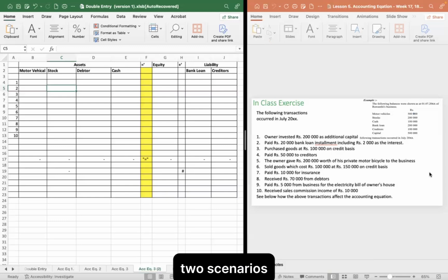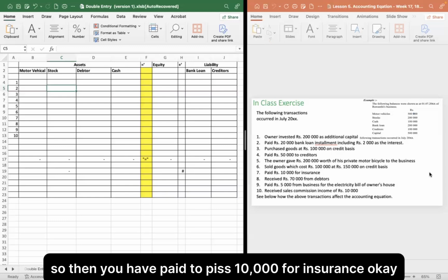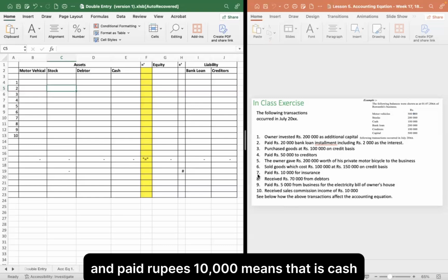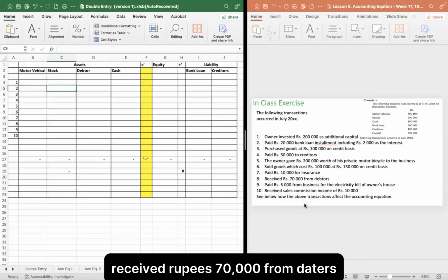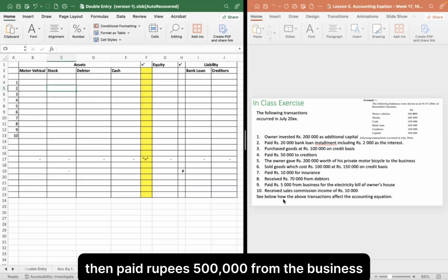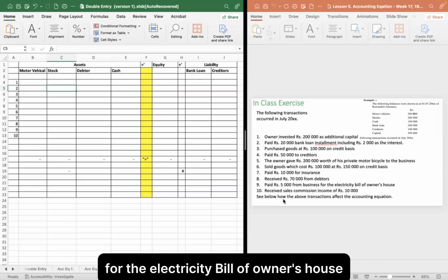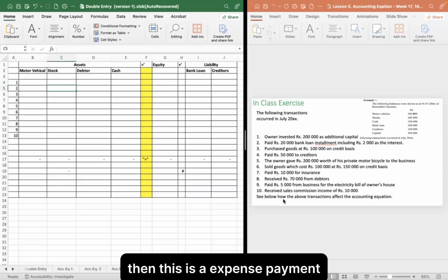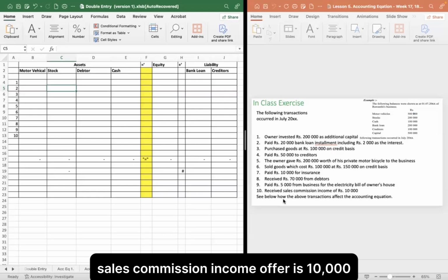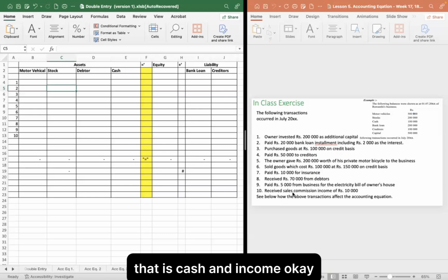Two scenarios. Then you have paid rupees 10,000 for insurance. So this is an expense, and paid rupees 10,000 means that is cash. Received rupees 70,000 from debtors. Here you have debtors. Then paid rupees 500,000 from the business for the electricity bill of the owner's house. This is an expense payment, cash and expenses. Received sales commission income of rupees 10,000. That is cash and income.